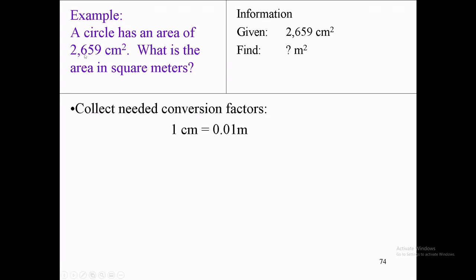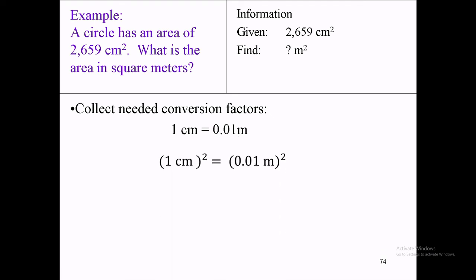Let's take a look at this one. We have a circle that has an area of 2,659 square centimeters. What is the area in square meters? All right, so I showed you before the conversion factor between centimeters and meters, but I do want you guys to recognize a little trick that we can play. Let's say that we don't remember the conversion from before. All we remember is that 1 centimeter is equal to 0.01 meters.